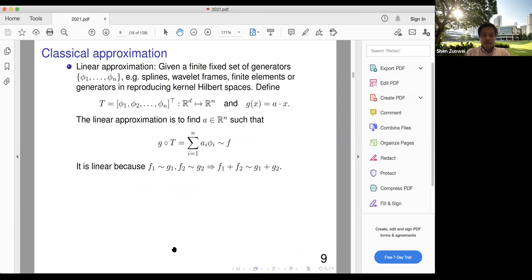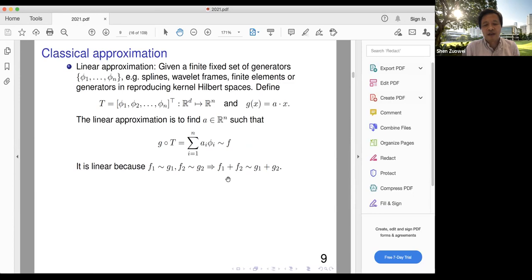Okay, let's give some more examples. For most classical approximation, it is a linear approximation. Linear approximation is very simple. I give you a set of generators, and because these generators are given, your T is given. T is essentially this one. Your G is linear. Most people use the linear. So for the approximation, basically you find G composed with T from this one. Your parameter is just N parameters, and that's all. Okay, that's linear because of this property.